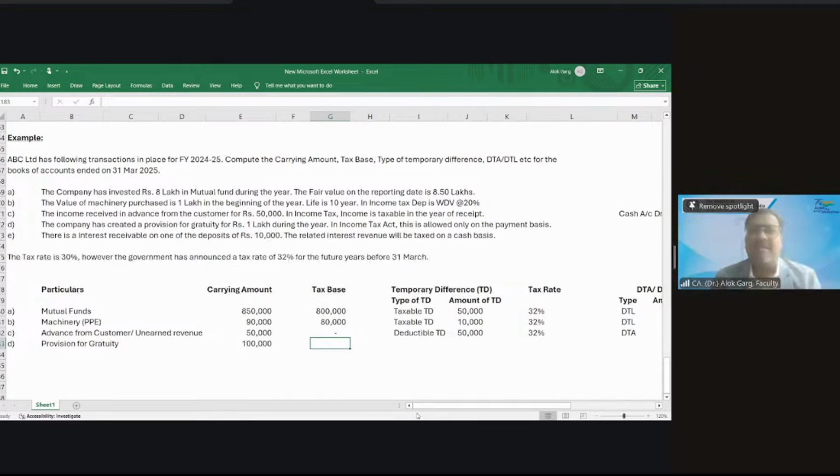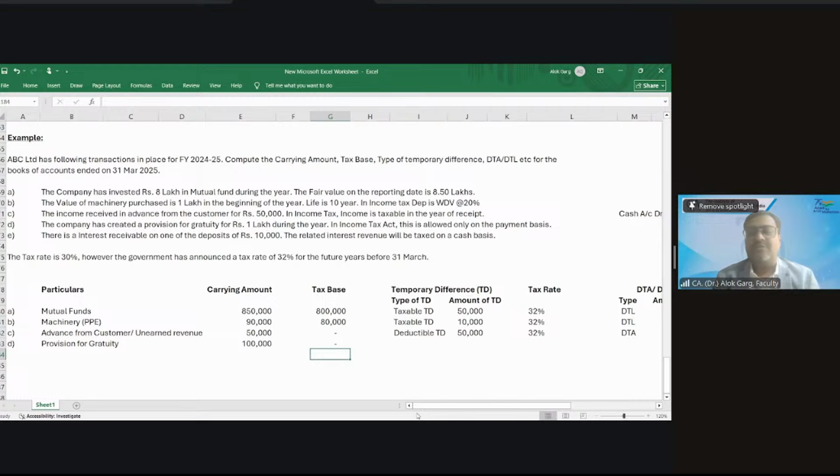Provision, creating, debiting in P&L, creating a liability. So what is the tax base for this liability in income tax? 0. Right. In income tax, he is not considering your expense. He is disallowing your expense. Means you are paying more taxes today. The benefit you will get in future.